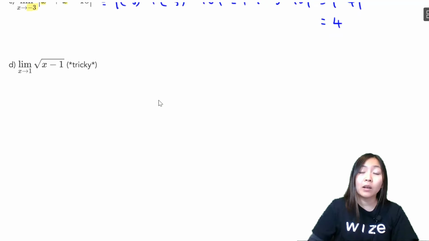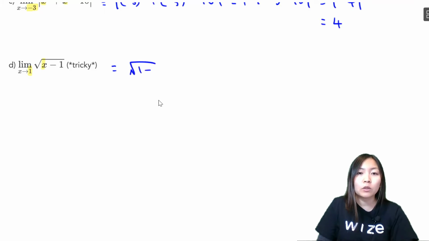Part D, our last one, and it's a little tricky. I'm giving you a warning here. If we do a direct substitution, we're subbing in x equals 1. We'll end up with the square root of 1 minus 1, which is the square root of 0. Now, a lot of students would say, oh, square root of 0 is 0, done, bam, that's the limit. Don't do that.